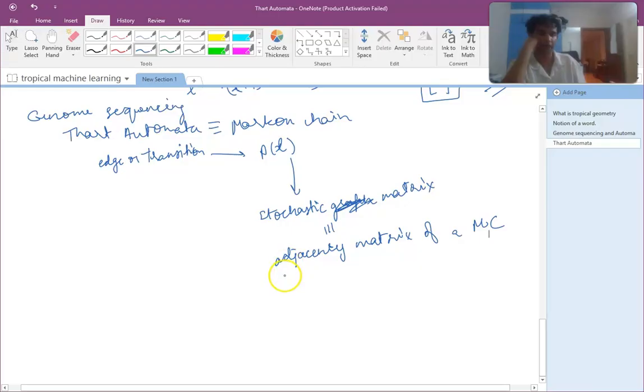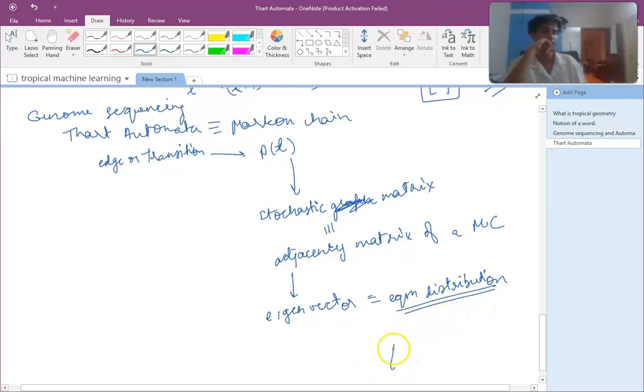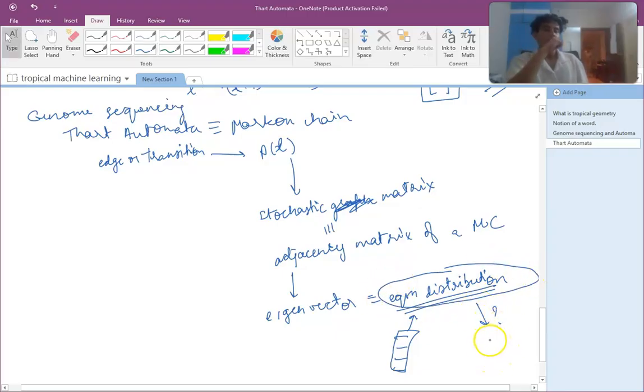And so I'm going to take that and I'm going to find the eigenvector of this matrix, which is equivalent to the equilibrium distribution over all the given states. And so this is what I'm interested in. And what we're going to do is take our genome sequence and feed it into here, and we hope to get an equilibrium distribution that tells us something about what's next. So that's enough for today.